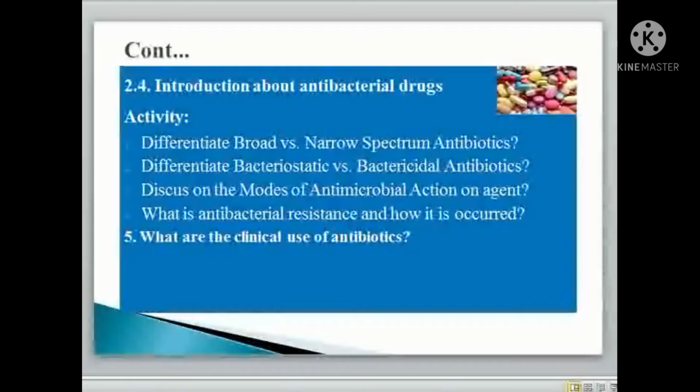As an introduction, it is better to differentiate broad versus narrow spectrums, bacteriostatic versus bactericidal antibiotics, and the mode of antimicrobial actions on the agent. And it is better to know about antimicrobial resistance and how it occurs, and finally the clinical use of antibiotics.